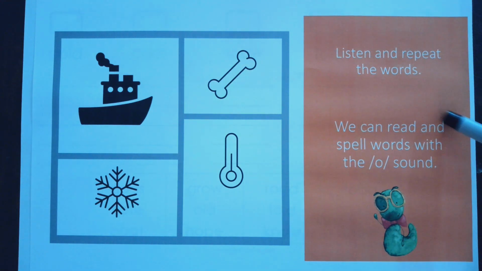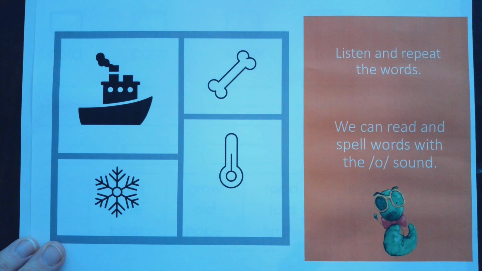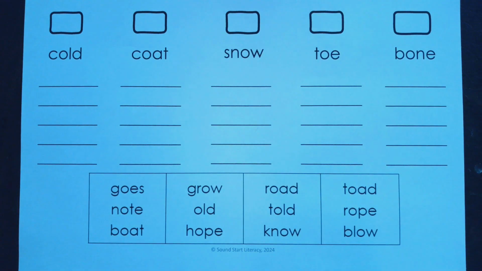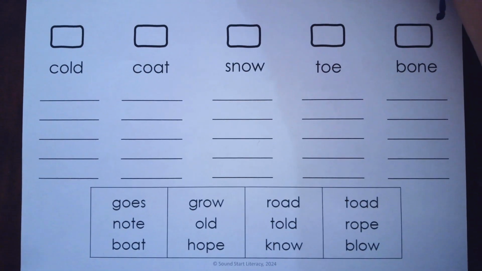And then when you click, this part will appear, and it will say we can read and spell words with the O sound. So this is just the introductory slide to get kids listening for that sound and thinking about the sound. And then you can tell students, even though these words all have the O sound, we have different ways of representing that sound. At this point, you would present students with this PowerPoint.